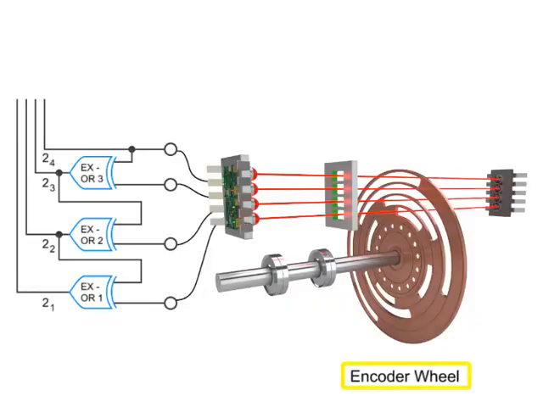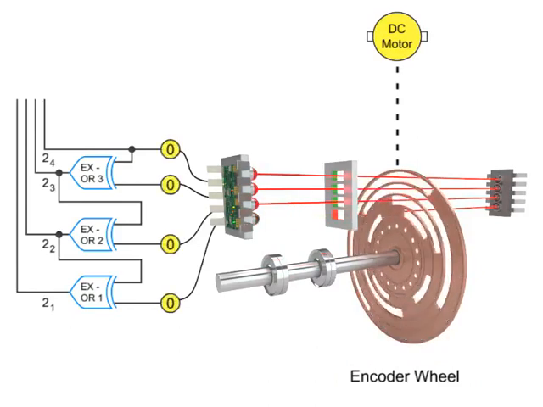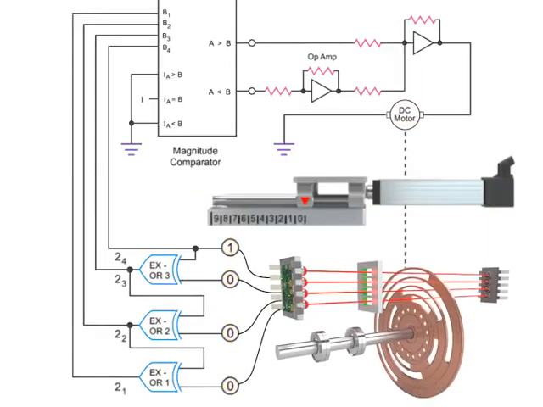The encoder attached directly to the motor shaft provides real-time feedback of the actuator position in gray code format. Gray code is converted to binary values to maintain a common numbering system for comparison and is input to the magnitude comparator. Conversion is achieved using 3 exclusive OR gates that change gray code to binary format usable by the magnitude comparator.